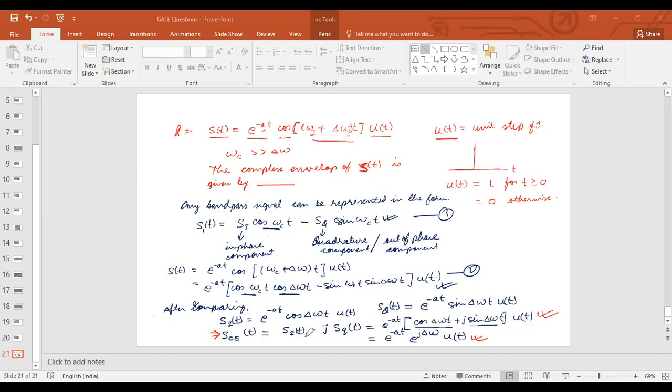But in the question it is mentioned that it is a positive. That is given here, that cos ω_c plus Δω. Here plus sign is available, sir. Yes, here plus sign is given.